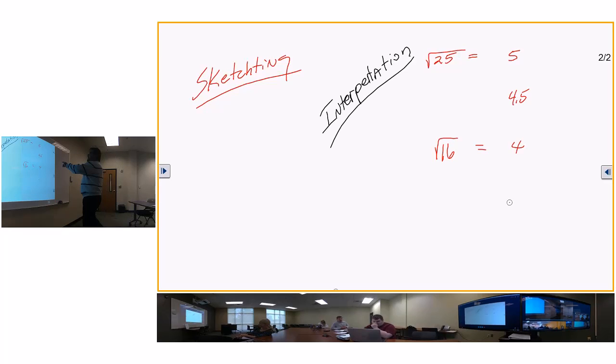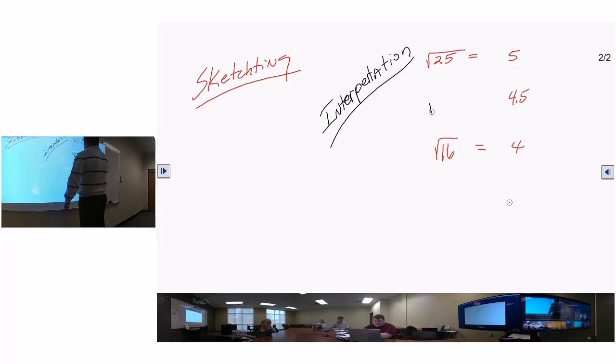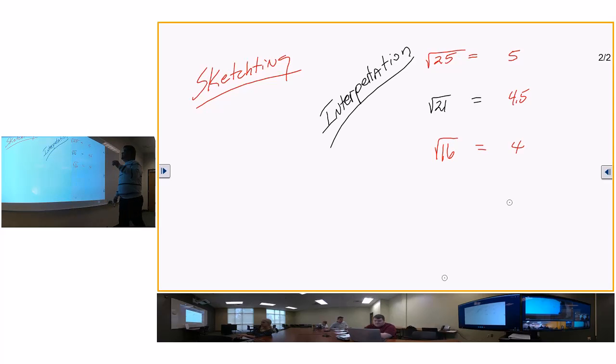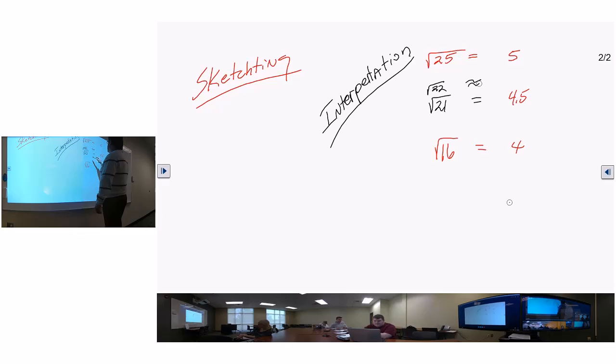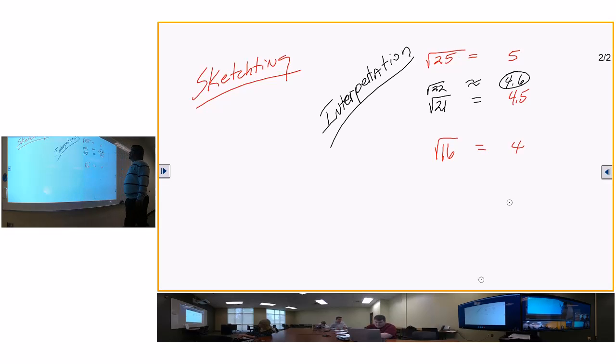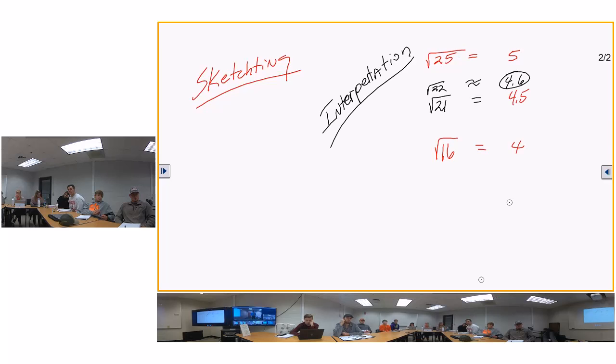I know the middle here. The middle from 16 to 25 is 9, and half of 9 is 4.5. So 4.5 is the square root of 20.5, roughly the square root of 21. Now I have to find the middle again because I don't have 21, I have 22. Where is 22? It's right here, so approximately I would say 4.6. Somebody take the square root of 22. What is it? 4.69. So I'm off by 1/10.